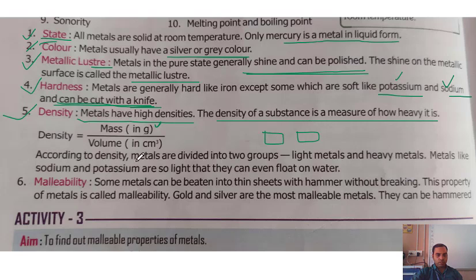So according to density, metals are divided into two groups, light metal and heavy metal. Metals like sodium and potassium are so light that they can even float on water.